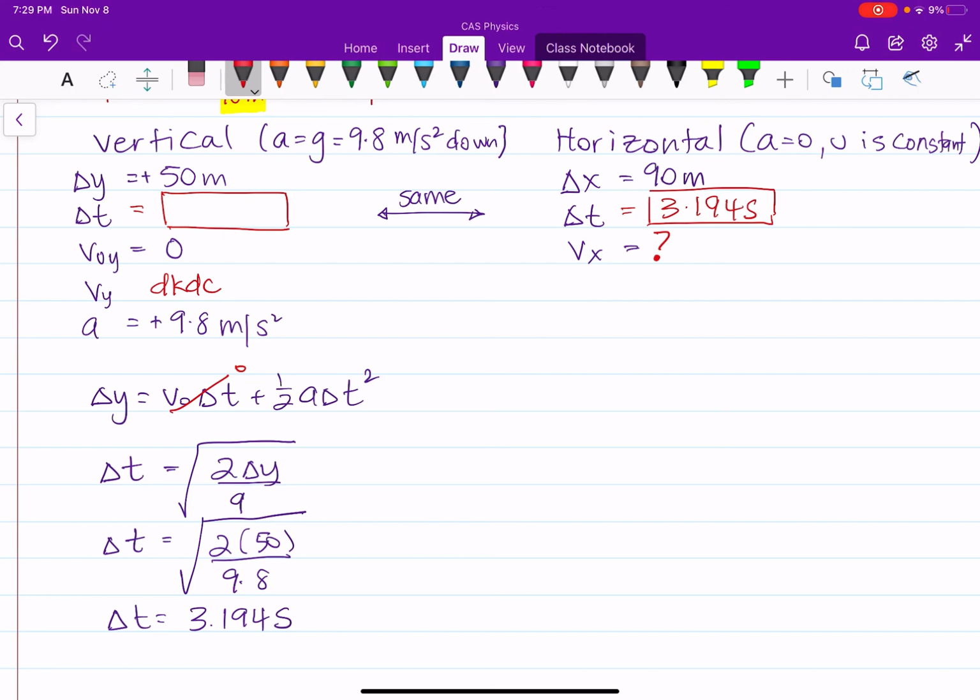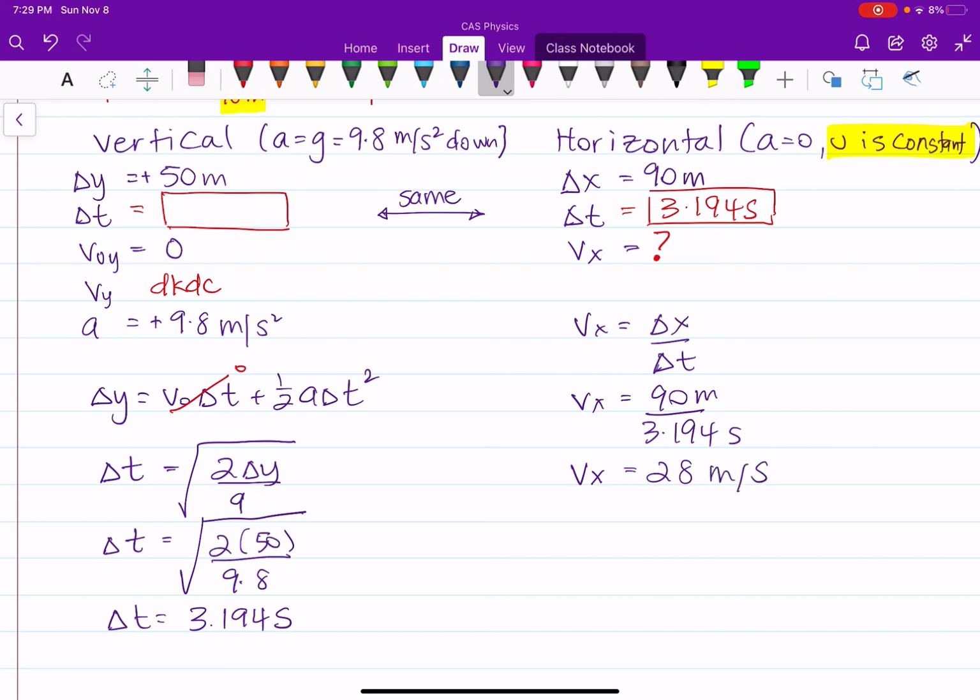Okay, so then plugging that into here, this time is 3.194 seconds. So now my unknown is really Vx, and because the velocity is constant, this is important, I can use the equation Vx equals delta x over delta t, right? Because the average velocity is the velocity. There is no change in velocity. So then Vx equals 90 divided by 3.194. This is meters. This is seconds. So my answer works out to about, when you round, 28 meters per second.